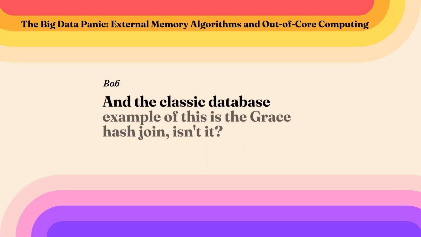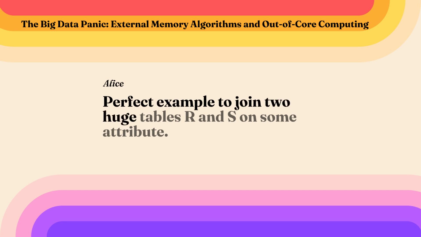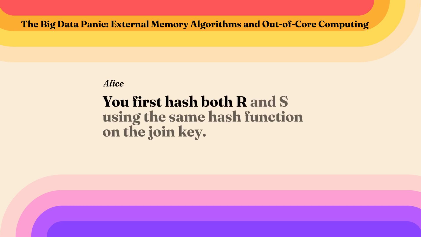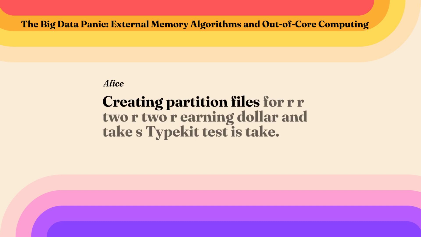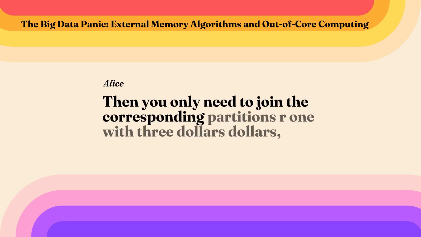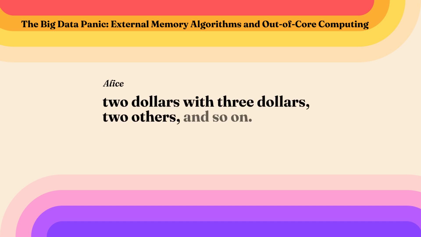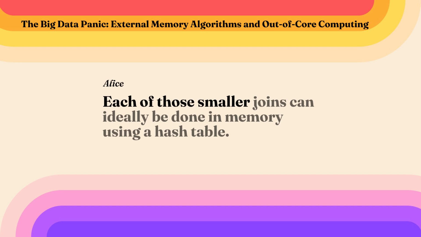And the classic database example of this is the Grace hash join, isn't it? Perfect example. To join two huge tables, R and S, on some attribute, you first hash both R and S using the same hash function on the join key, creating partition files for R: R1, R2, ..., Rn, and partitions for S: S1, S2, ..., Sn. Then you only need to join the corresponding partitions. Yeah. R1 with S1, R2 with S2, and so on. Each of those smaller joins can ideally be done in memory using a hash table.